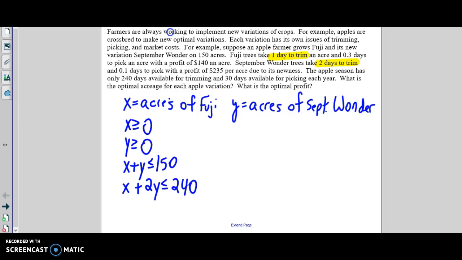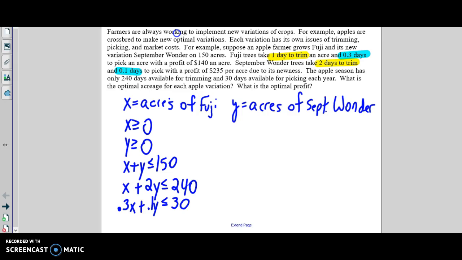I also know that I have 3/10 of a day to pick and 1/10 of a day to pick. So now I know that 3/10 X plus 1/10 Y has to be less than or equal to the 30 days I have for picking. And there are all the restrictions that I know I have in this problem.